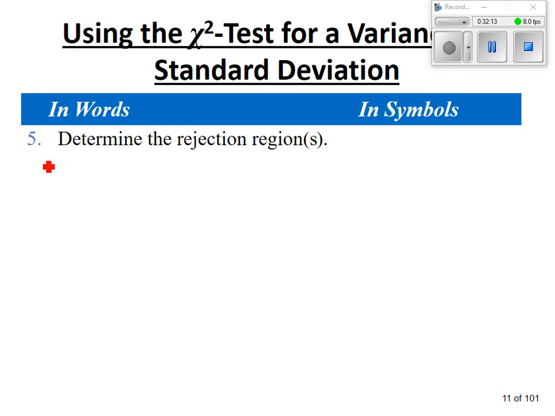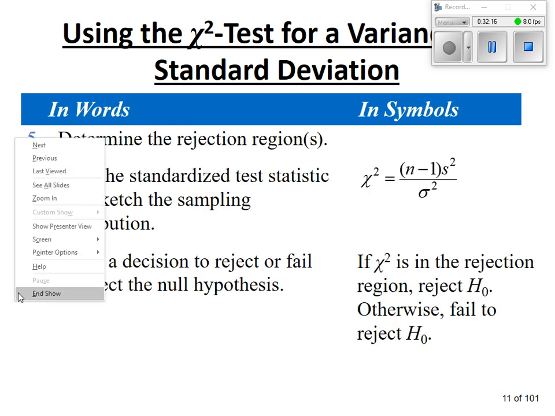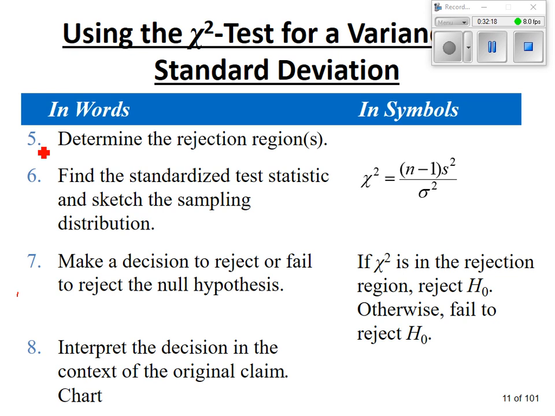Next steps, and I'll write this over on the side in a second. Number 5, draw your little curve, the chi-squared curve, and ignore that extra bar going through there. Number 6, figure out that number that you're testing. Number 7, decide whether to reject or fail to reject.